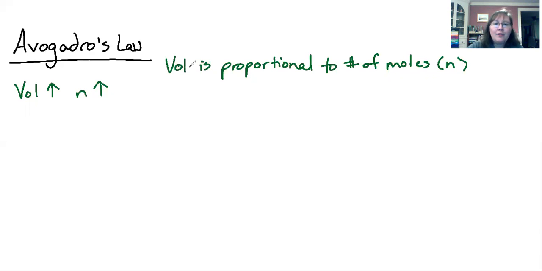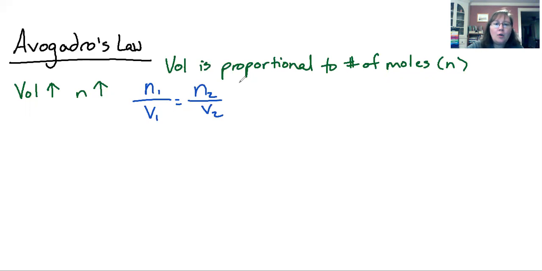The math for this problem would be, I always write it backwards, n1 over V1 is equal to n2 over V2. If you're watching videos or something and you see it the other way, V1 over n1 is equal to V2 over n2, that's totally fine. It doesn't matter which side the proportion is on.